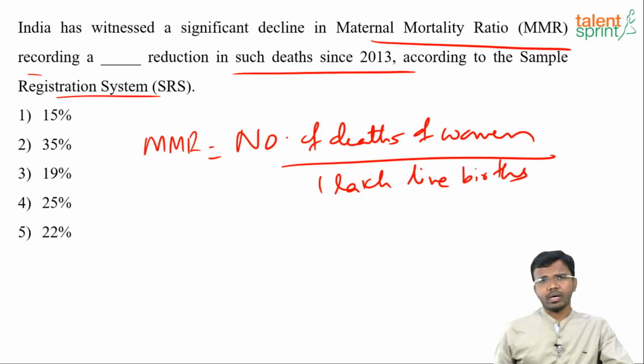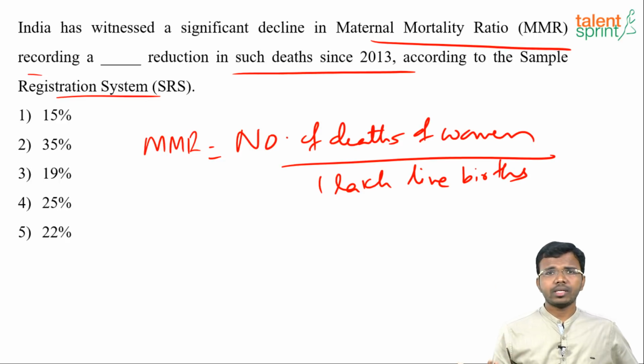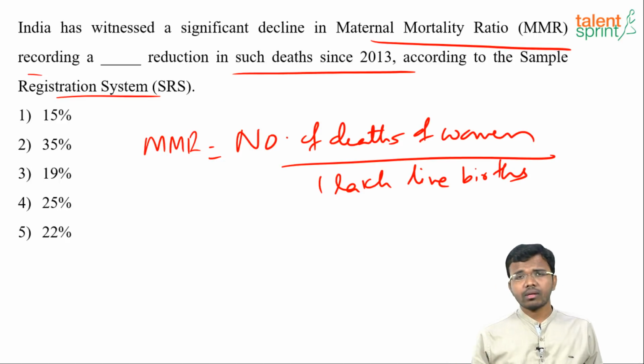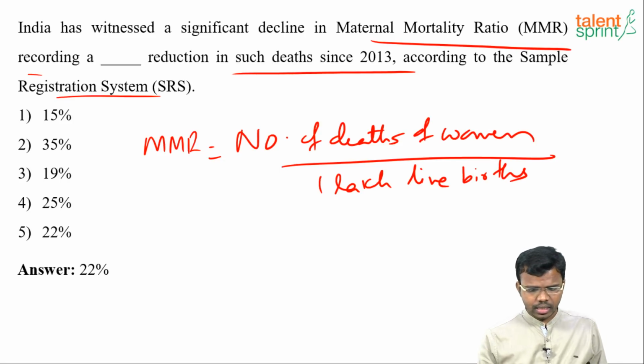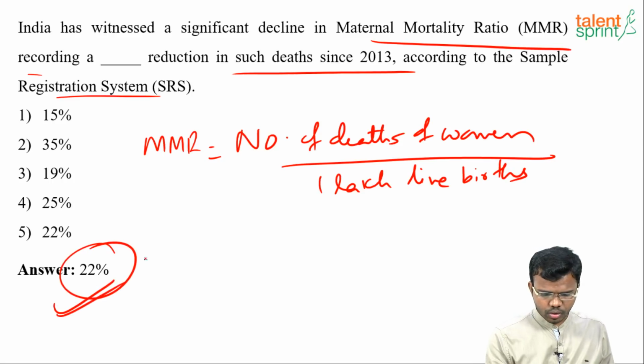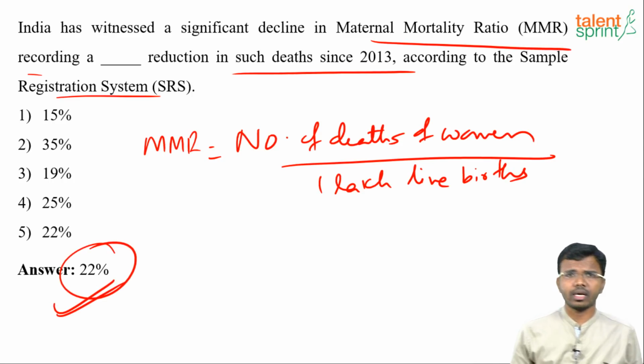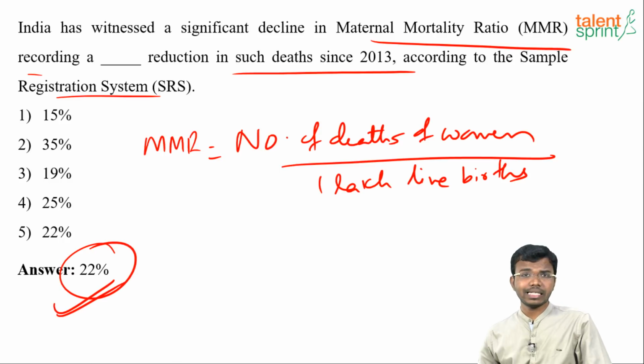That is called MMR. IMR is the number of deaths of children per 1000 live births. Okay, that is IMR, infant mortality rate or ratio. So the right answer is there was a reduction of 22%. So it is a good sign. That means our health facilities are increasing.